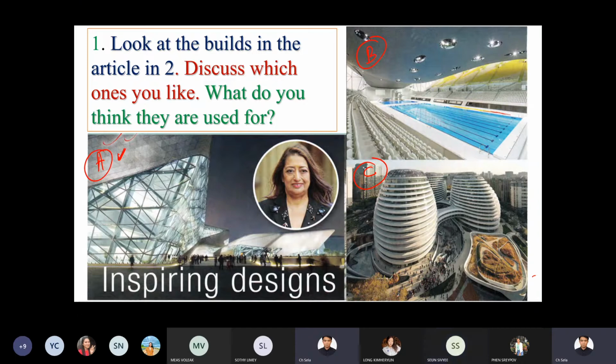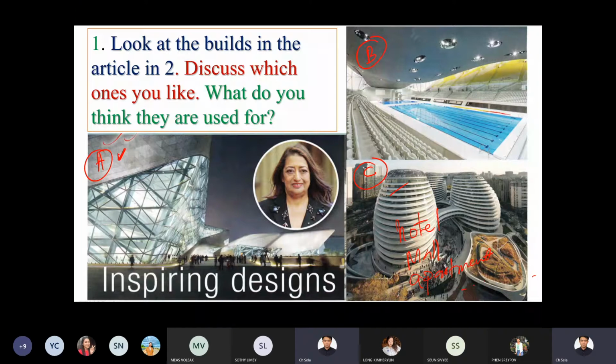I like picture C. Picture C. Okay, you like picture C. And what do you think picture C is used for? I think it's a hotel. Okay, hotel. What else can it be? It can be a mall. A mall. Okay. It can be a mall, it can be a hotel. What else? It can be apartments. Apartments, yeah. Apartments and hotel are similar, right? Okay, what else? I don't know. You don't know. You just think of three: hotel, mall, and apartments. All right, thank you very much, Suji.